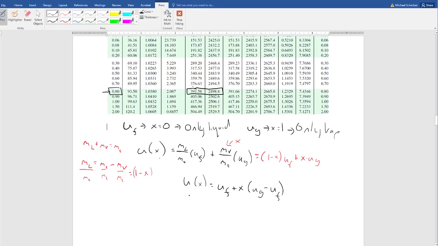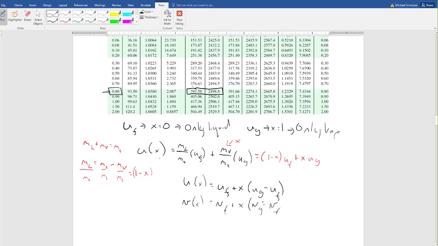So this is true for u. It's also true for v if I put specific volumes in all of these places. Right? It's going to be true if I put little h's in all of these places. It's also going to be true if I put little s's in all of these places.